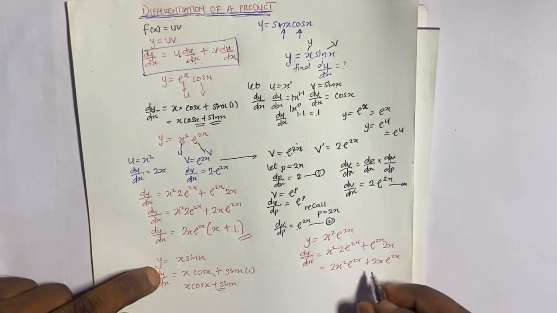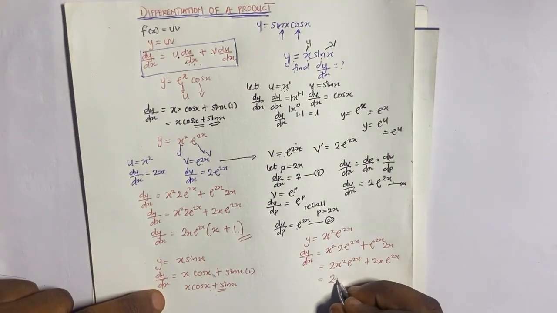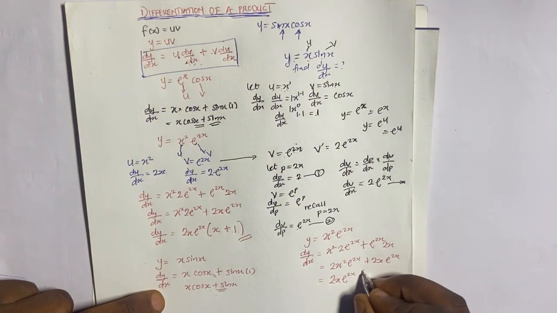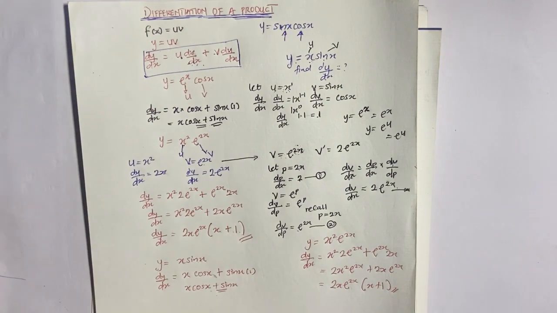What can I factorize? I can factorize 2x exponential 2x. Factorizing it out, I'm going to have 2x exponential 2x into brackets x plus 1, which is also the same thing as this. So that's just a simple way of solving differentiation of products. And that's just it.